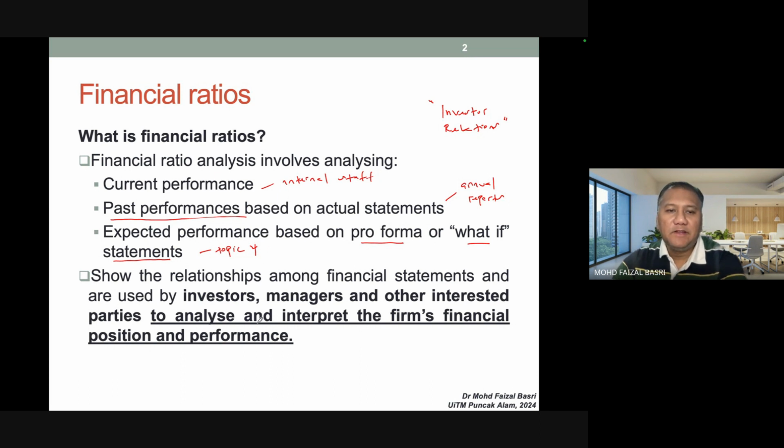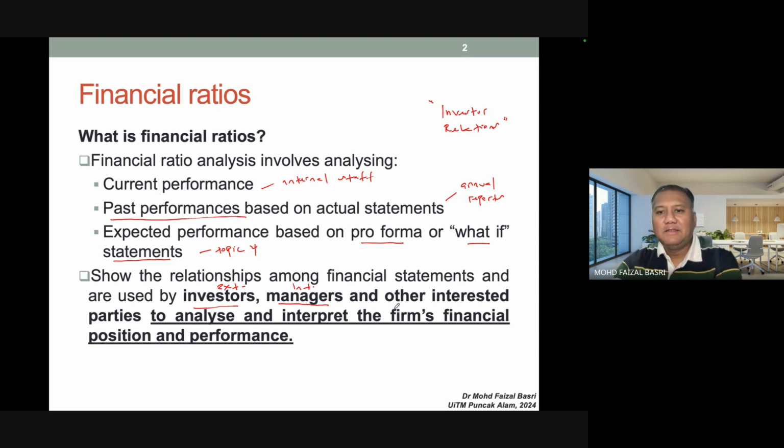Right. So these financial ratios will show the relationship among the financial statements that we use. And who are the users? Investors. Investors are really interested to know how the company performs, based on financial ratios, although financial ratios are not the only thing that investors want to know. But for fundamentalists, they do like to know financial ratios. Then the managers, from the internal side. So investors are usually external, while managers are the internal parties.